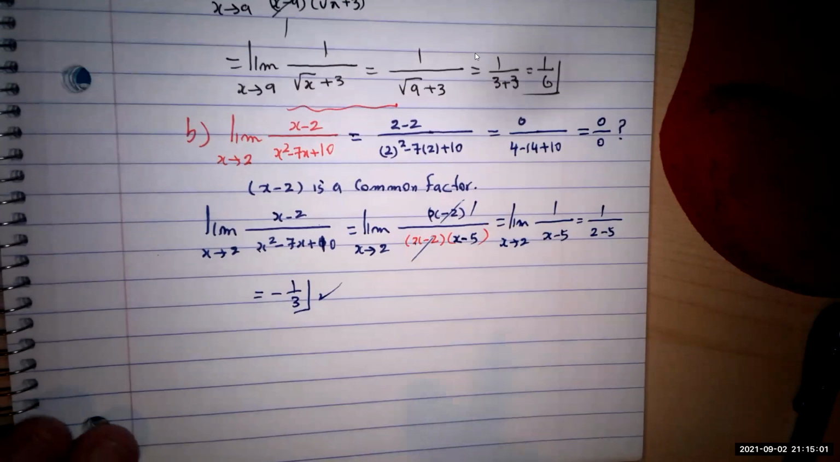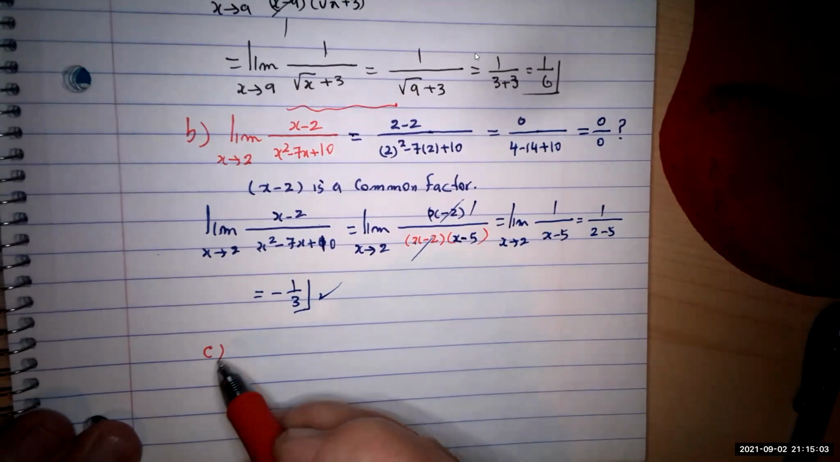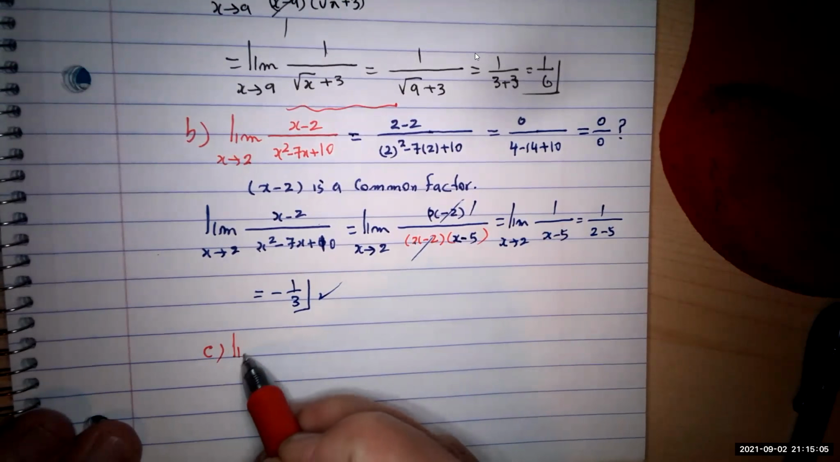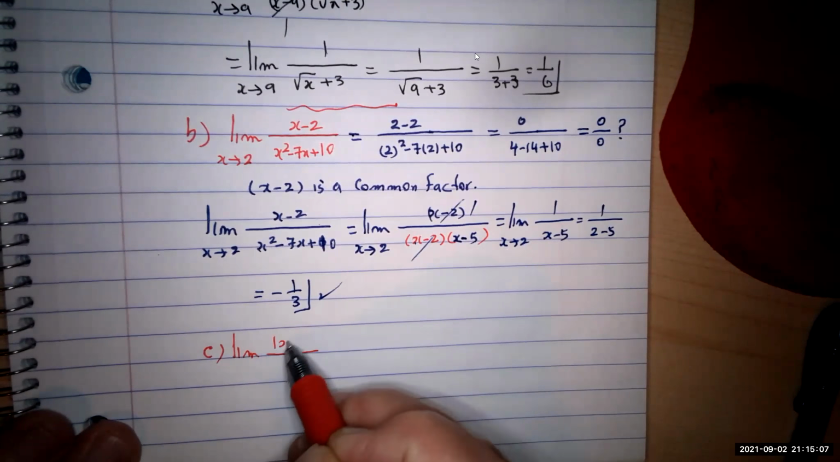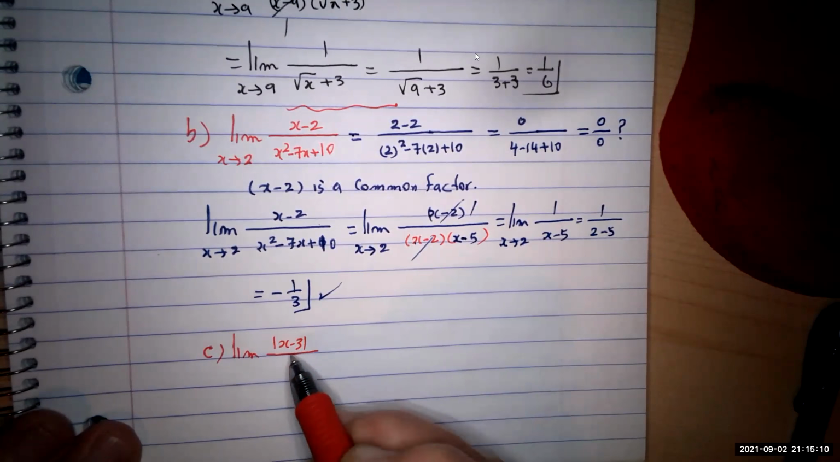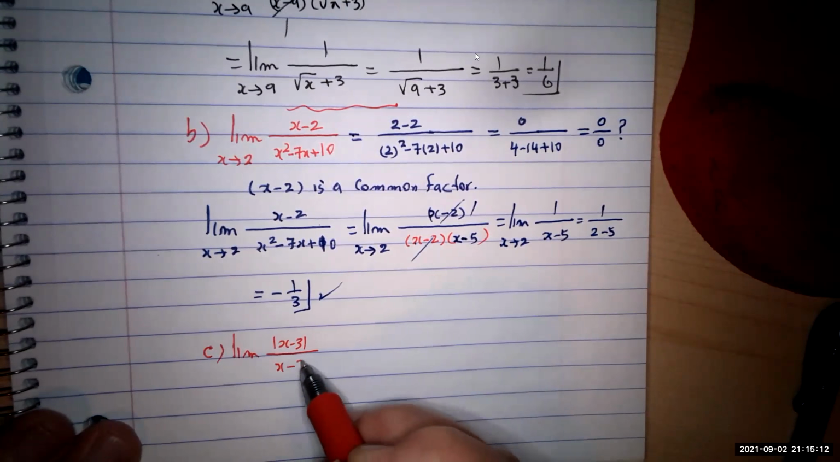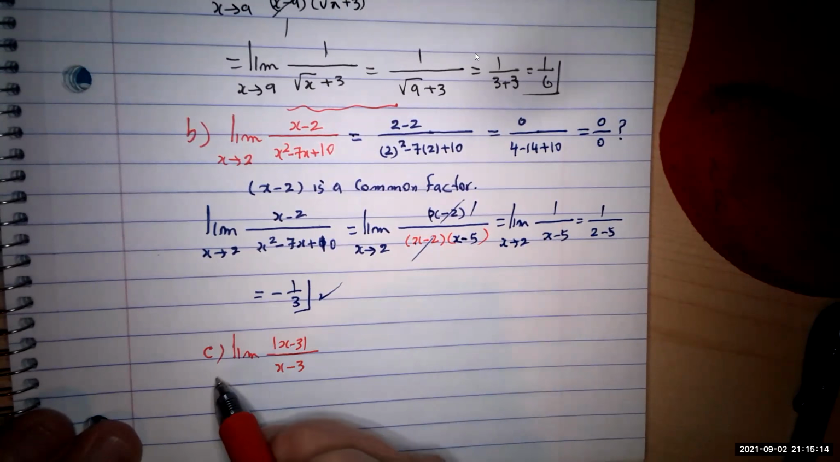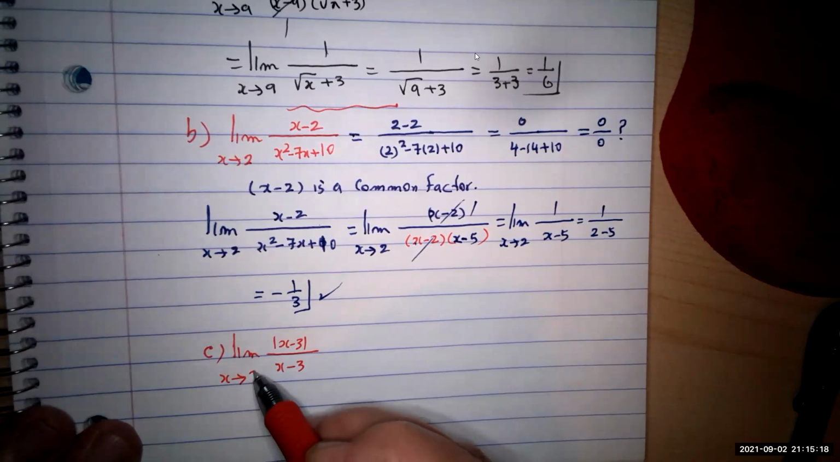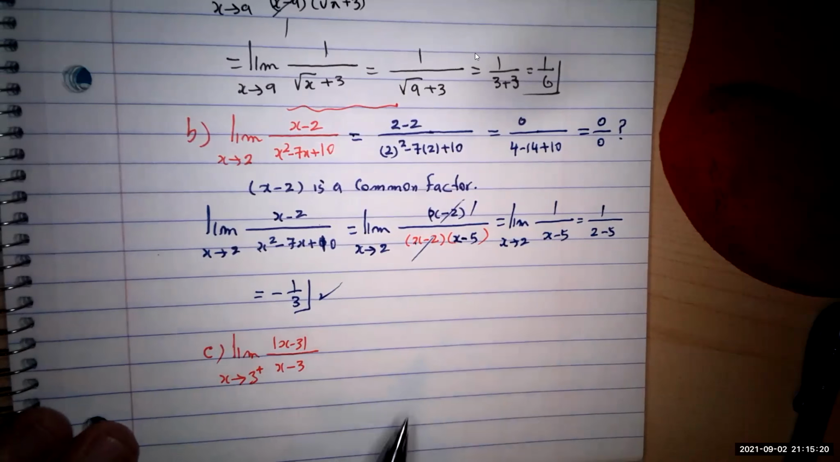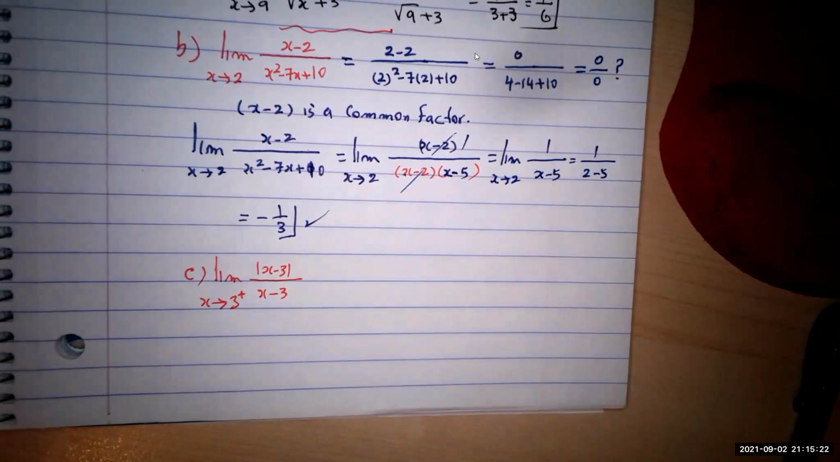That was type 2. Type 3, the absolute value, the one that we discussed tonight. Limit of the absolute value of x minus 3 over x minus 3, x goes to 3 positive. See if we can do it. Remember, you have to drop the absolute value, and you have to check what is going to be inside. Is it positive or negative? We check: x goes to 3 positive.